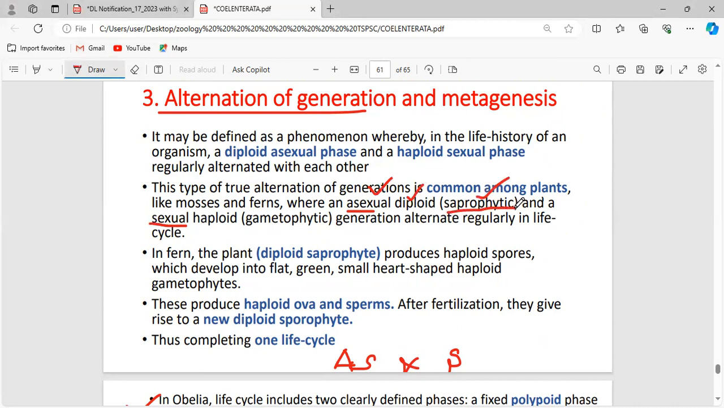Sporophytic: we know spores, forming the spores is a perfect asexual reproduction mechanism. Asexual, diploid and sporophytic. Now, sexual, haploid and gametophytic, because of the involvement of the male gamete and the female gamete. And these two types of reproduction mechanism alternate regularly in their life cycle. This is said to be an alternation of generation. This is the explanation of alternation of generation.